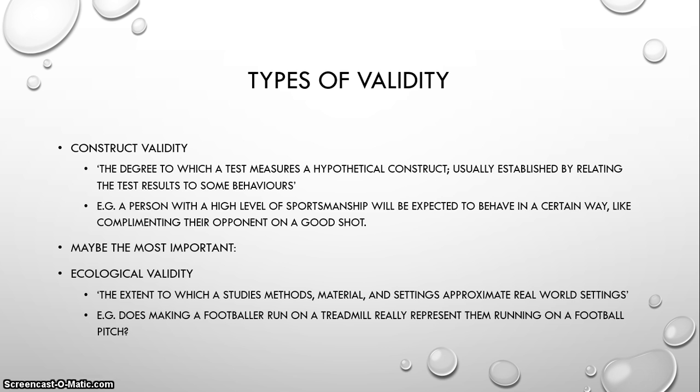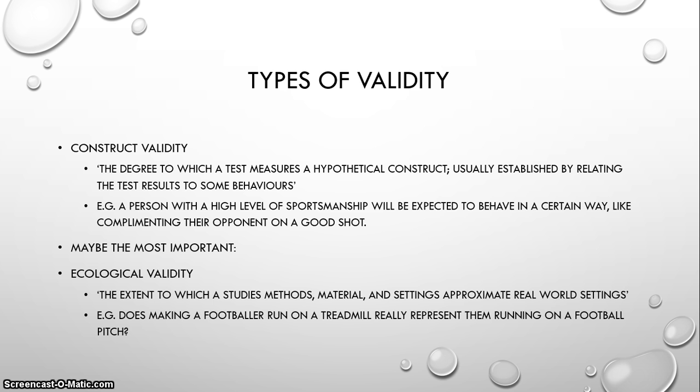The final two that I want to touch on. One is construct validity, the degree to which a test measures a hypothetical construct, usually established by relating the test results to some behaviours. Okay, so the example would be a person with a high level of sportsmanship. Okay, you would expect them to have a certain behaviour when playing their sport. So you expect them to behave in a certain way, say for example, complimenting their opponent on a good shot. Okay, not cheating, following the rules, and all round being a good person to play against.